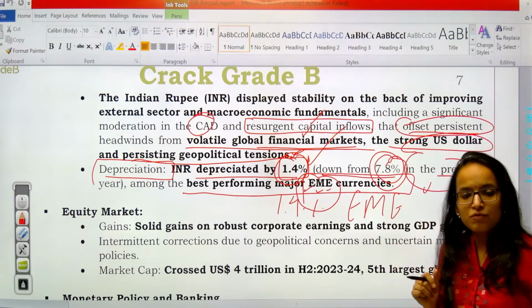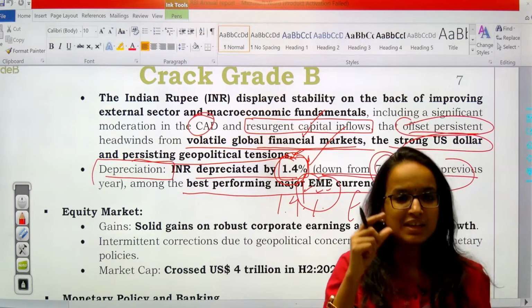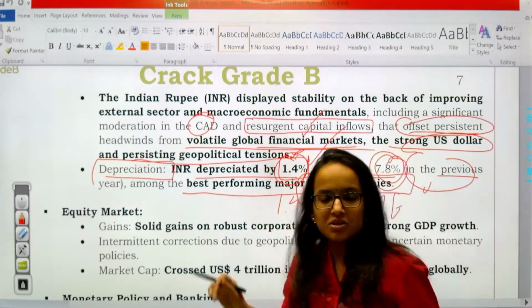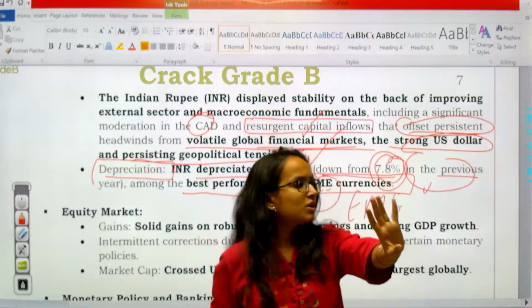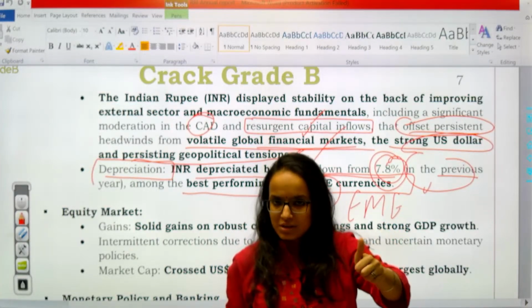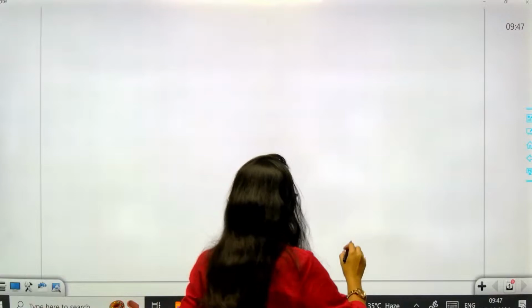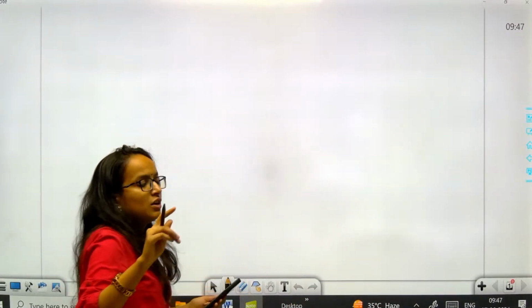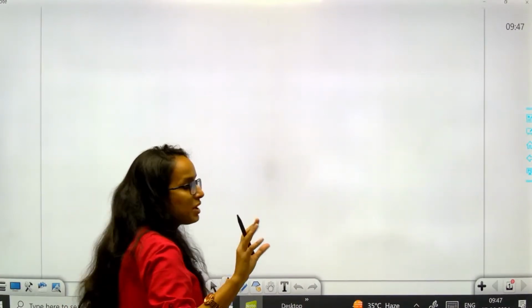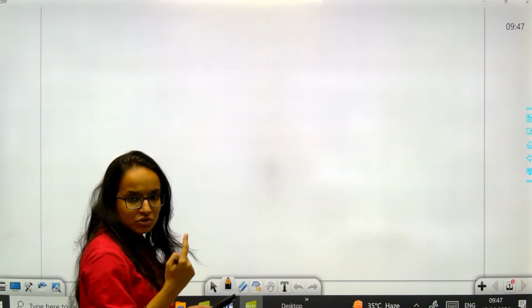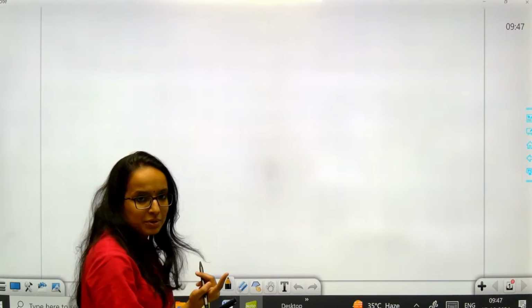Now, one thing I want you to brainstorm about is depreciation and appreciation. Do you all know what currency depreciation and appreciation mean, right? I hope you know that, but let me explain once. I am giving you two situations. You tell me which one is appreciation and which one is depreciation, right?